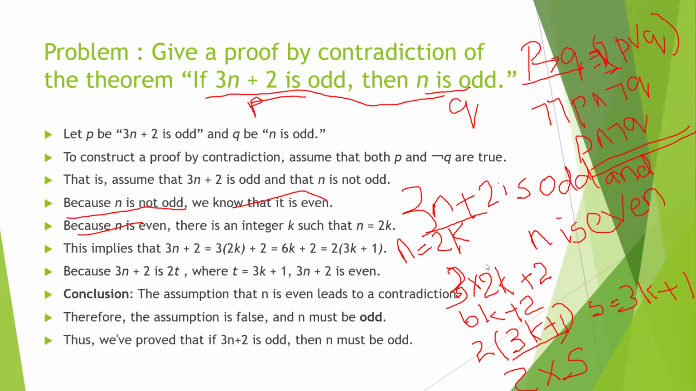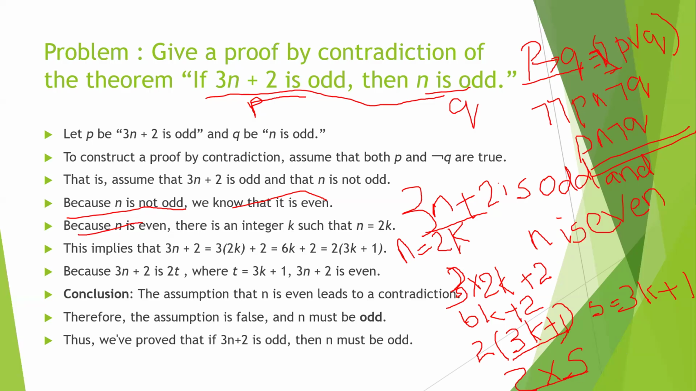Okay. We started with 3n plus 2 being odd, but we got that 3n plus 2 is even. So our assumption is contradicted. Again it leads to a contradiction. Therefore the assumption is false and n must be odd. And hence we prove that if 3n plus 2 is odd, then n must be odd.